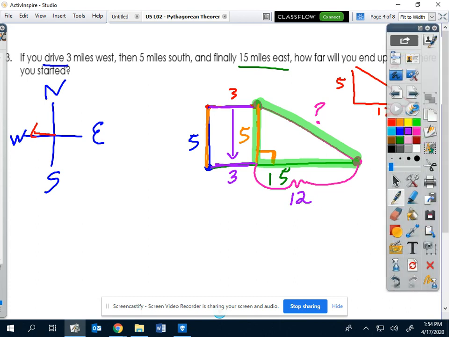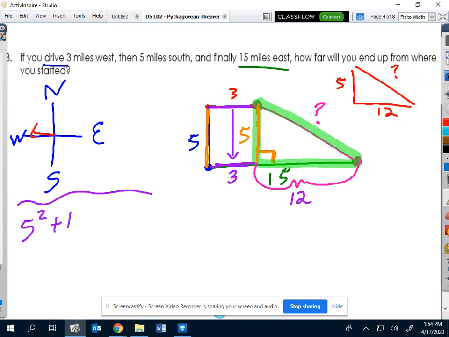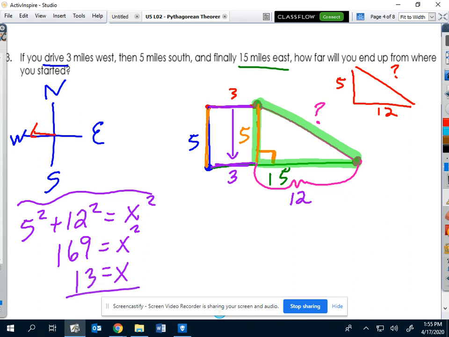So now we can use the Pythagorean theorem. I'm going to do that over here. So 5 squared plus 12 squared equals, we don't know what it is, we'll call it x squared. So that's going to be 25 plus 144, and that gives me 169. So 169 equals x squared. You might have that one memorized. You should know that x equals 13. So this distance right here is 13 miles. We are 13 miles from where we began.